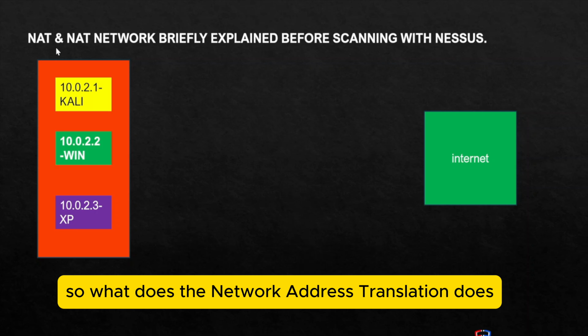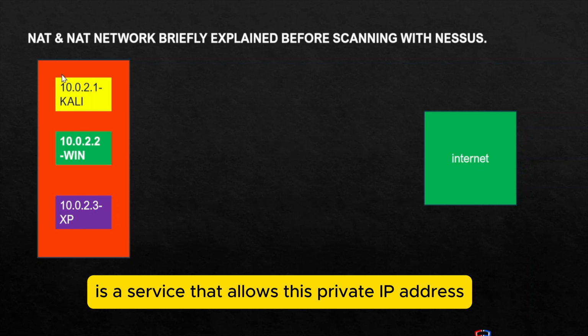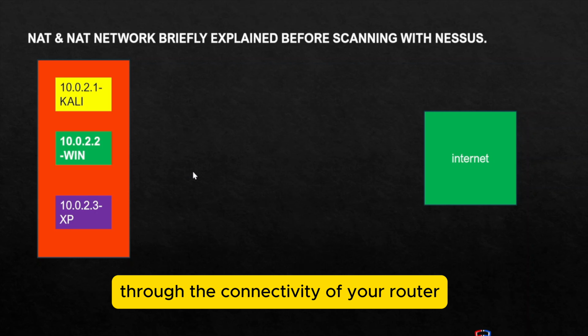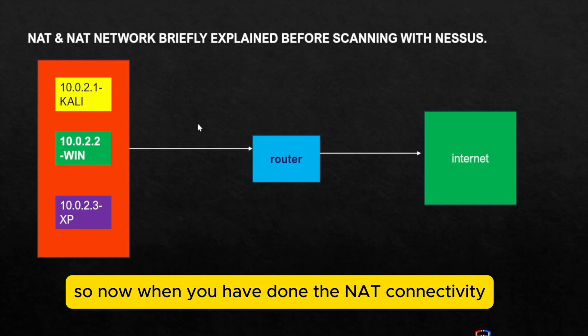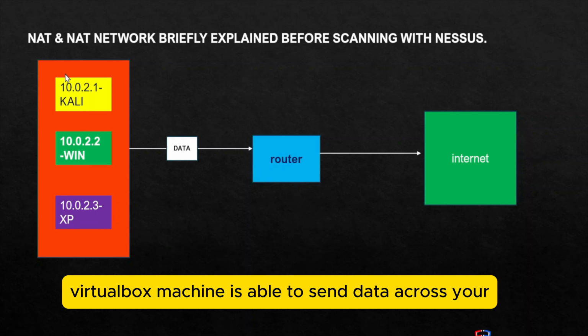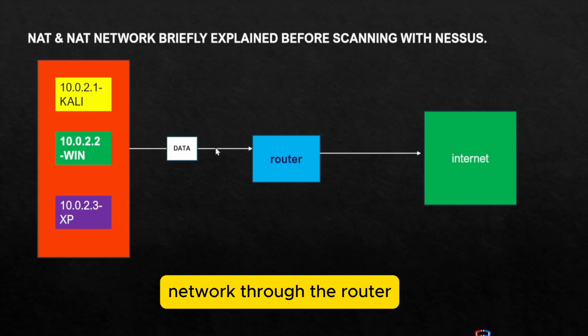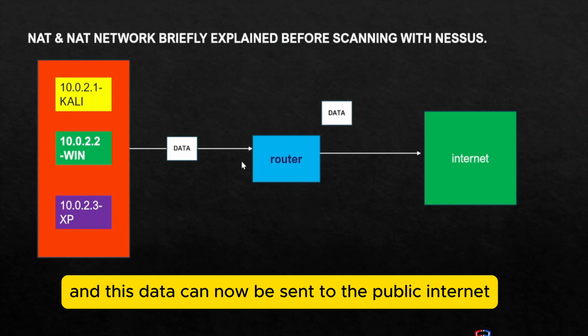So what network address translation does is it's a service that allows this private IP address, through the connectivity of your router, right, to now be able to connect to the public internet. So now when you have done the NAT connectivity, your VirtualBox machine is able to send data across your network through the router, and this data can now be sent to the public internet.